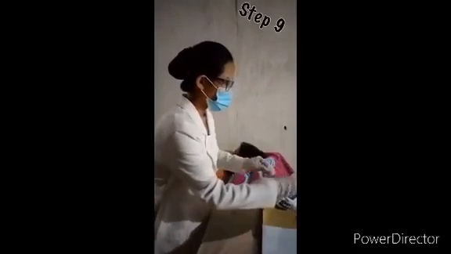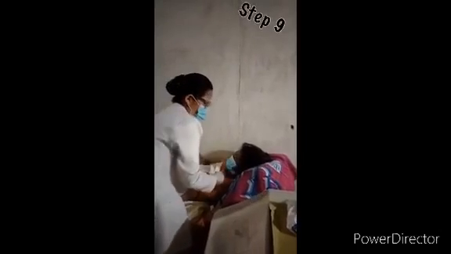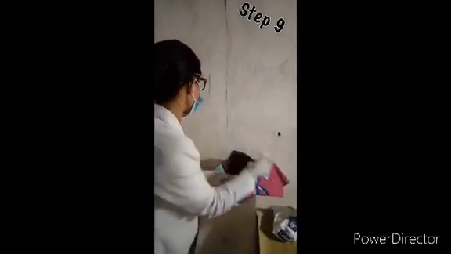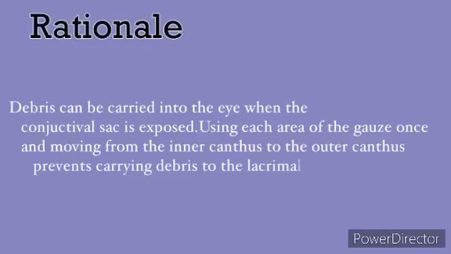Step number 9. Cleanse the eyelids and eyelashes of any drainage with a washcloth, cotton balls, or gauze moistened with normal saline solution. Use each area of the cleaning surface once, moving from the inner toward the outer canthus. Rationale: debris can be carried into the eye when the conjunctival sac is exposed. Using each area of the gauze once and moving from the inner canthus to the outer canthus prevents carrying debris to the lacrimal ducts.